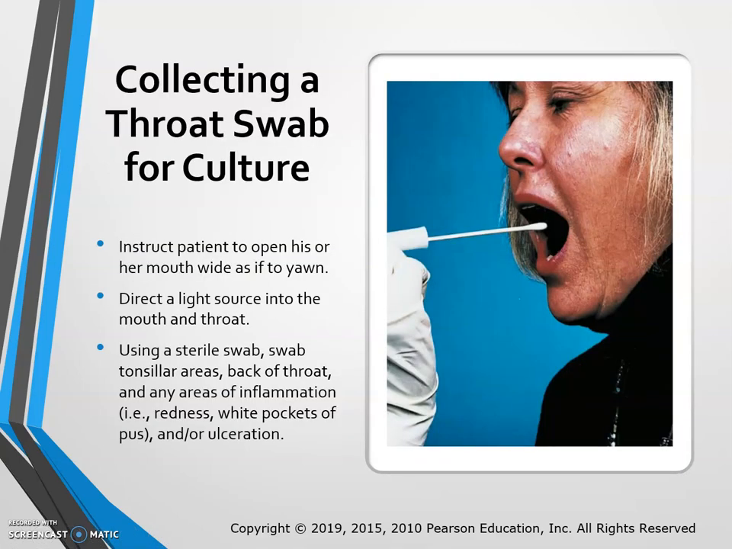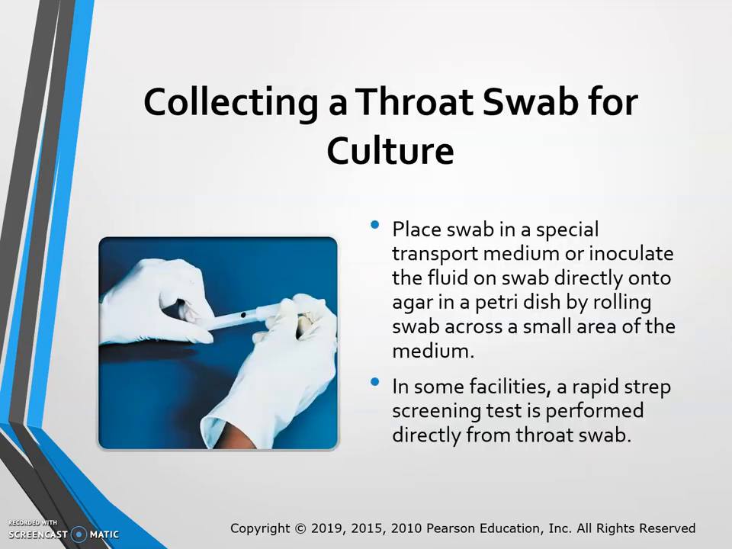We're going to instruct the patient to open his or her mouth wide as if to yawn, direct the light source into the mouth and throat, and using a sterile swab, swab the tonsillar areas, back of the throat, and areas of inflammation, redness, white pockets of pus, and or ulcerations. You're going to place the swab in a special transport medium or inoculate the fluid on the swab directly into an agar in a petri dish by rolling the swab.